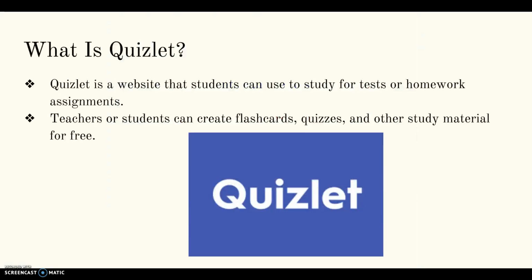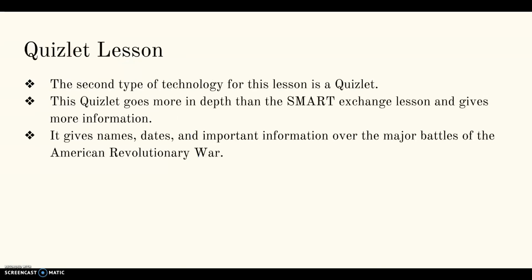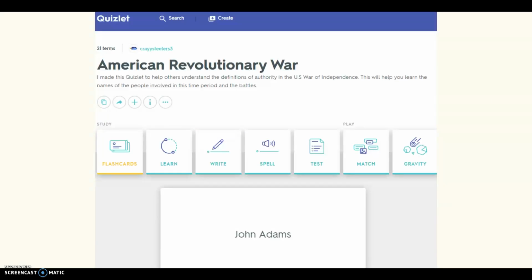So what is Quizlet? Quizlet is a website that students can use to study for tests or homework assignments. Teachers or students can create flashcards, quizzes, or other study material for free. And the Quizlet lesson is the second type of technology that we're going to use for this lesson, and it will go more in depth than what the Smartboard lesson did, but it's, I think, a better technology than the Smartboard for the students because they get to do it one-on-one by themselves. And then here is the flashcard set that I chose.